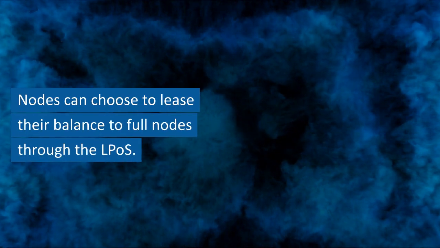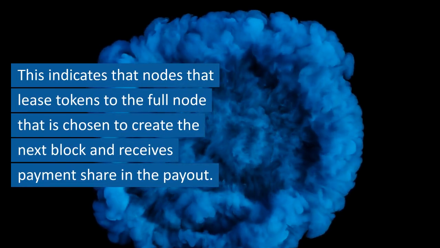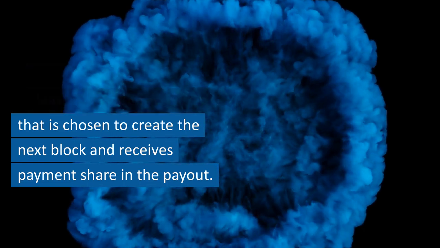Nodes can choose to lease their balance to full nodes through the LPoS. This indicates that nodes that lease tokens to the full node that is chosen to create the next block receive a payment share in the payout.